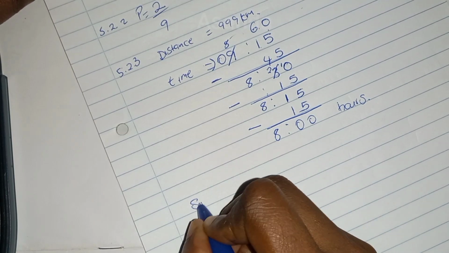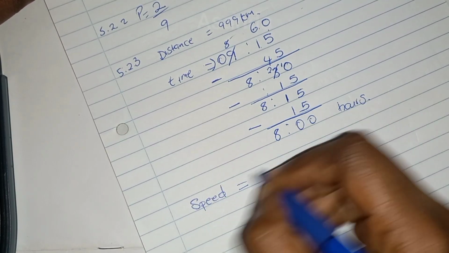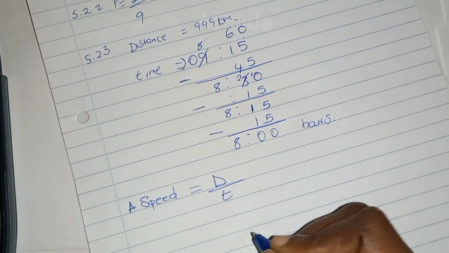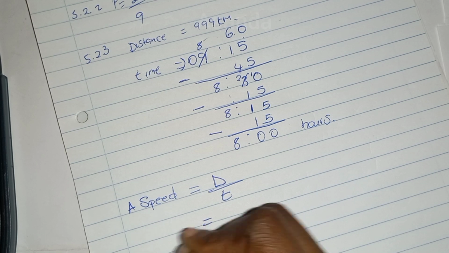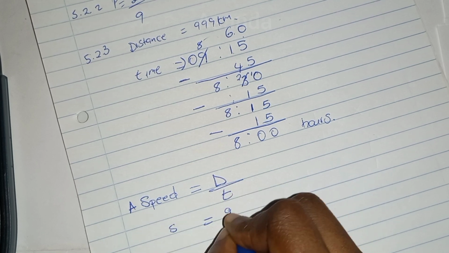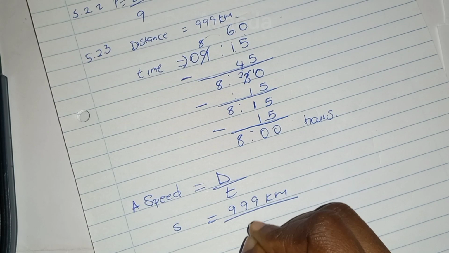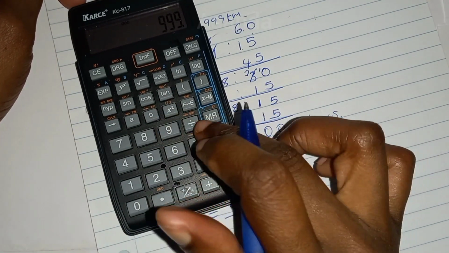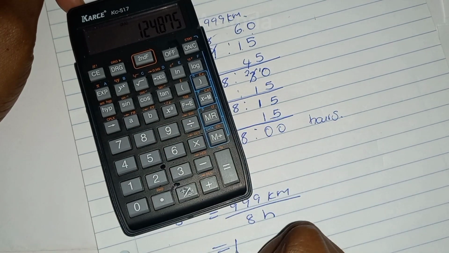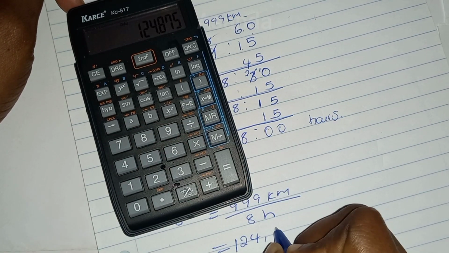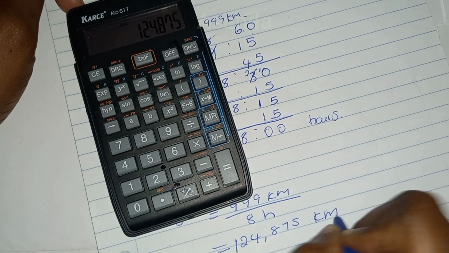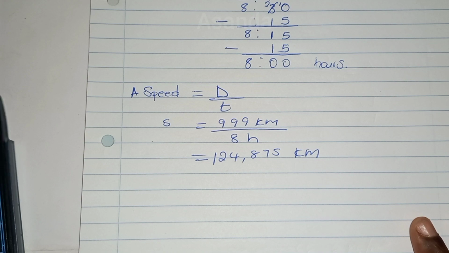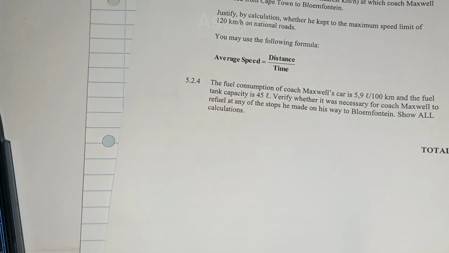So speed, average speed, is equal to distance in kilometers divided by time in hours, which is equal to, distance is 999 kilometers divided by 8 hours, and we get 999 divided by 8, we get 124.875 kilometers per hour. So he drove above the speed limit at some point.